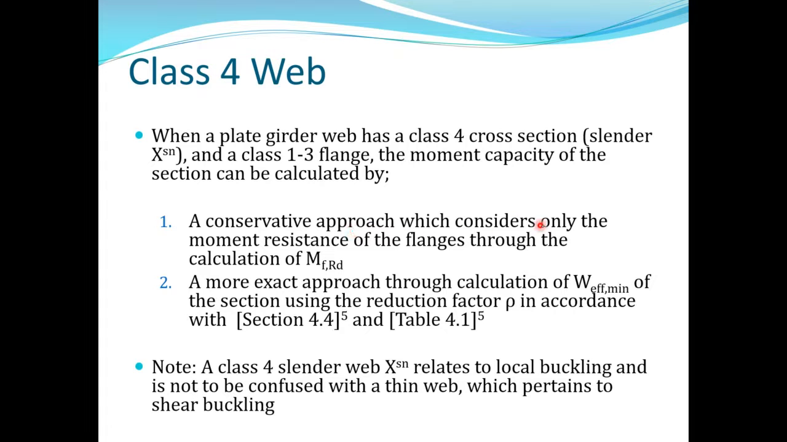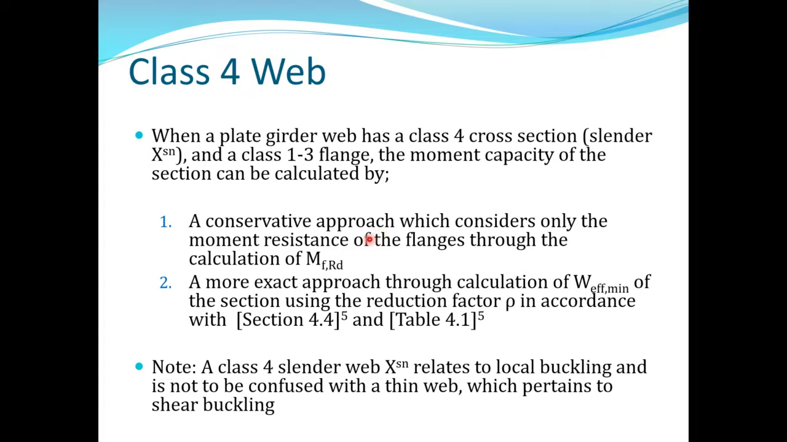Well, the conservative approach would consider only the moment resistance of the flanges in the calculation of MFRD. In other words, I could say, look, it's a very slender web in there, so I'm just going to ignore the web in terms of the moment resistance, and if the flanges alone have a capacity higher than the demand, then that's done. I don't need to worry about working out the moment resistance of the web because it's relatively small compared to that of the flanges.